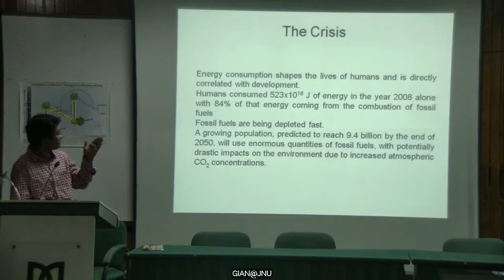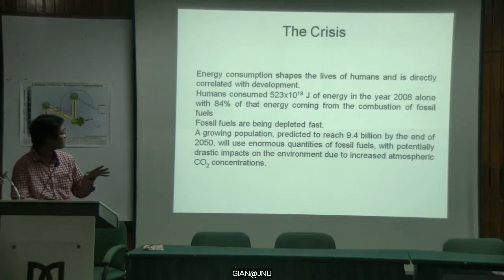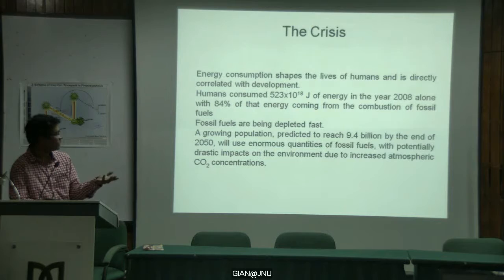84% of that comes from harmful fossil fuels. The fossil fuels are being depleted at an alarming rate, 500,000 times faster than the Earth can produce them. The problem is not that we run out of fossil fuels, because they will remain for at least around 100 years. The problem is pollution. By 2050, the population is going to reach 9.4 billion, and the huge amounts of CO2 that we produce will be a disaster.